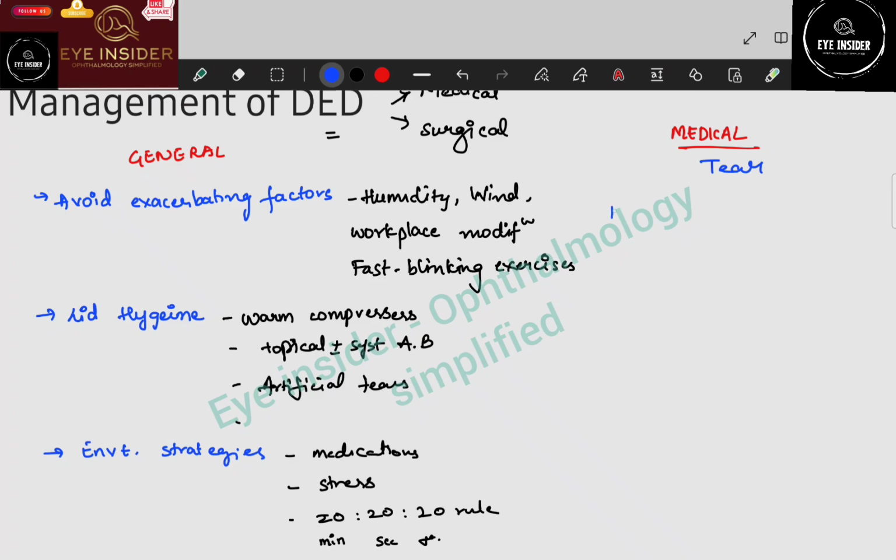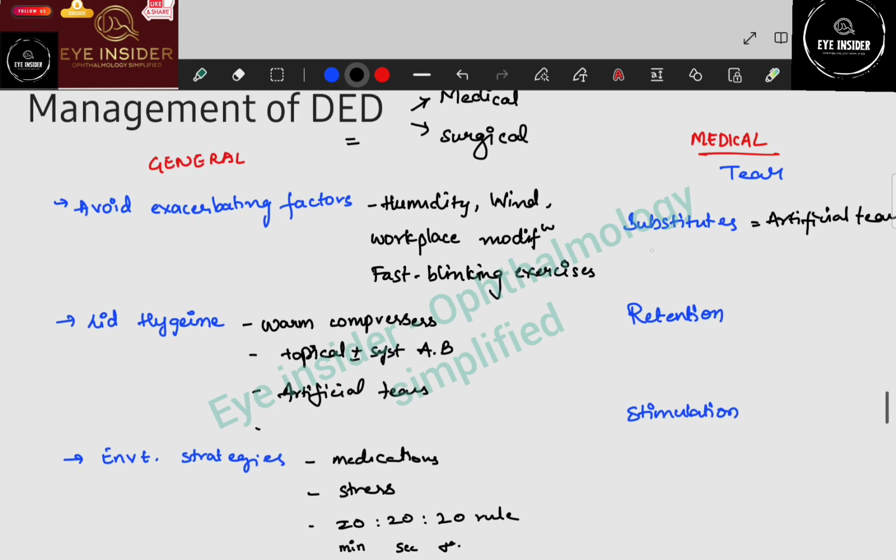Right, coming to the medical management, it is a dryness of eyes, right? So either we have to substitute the tears, or increase retention, or stimulate the secretion of tears. Artificial tears are the tear substitutes. Examples include carboxymethylcellulose, hydroxypropylmethylcellulose, which are plant derivatives, polyvinyl alcohol, propylene glycol in the form of gels, ointments or drops, and hyaluronic acid. So these are all the artificial tears.